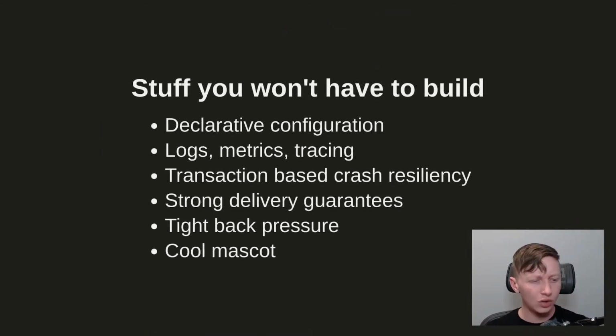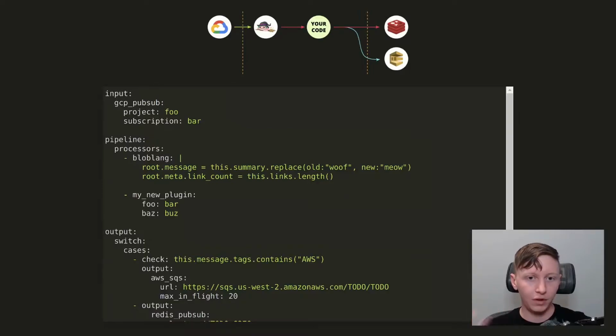So why would you want to do that? Obviously, if you wanted to build a pipeline like this, you could just do it, right? If you can write Go or any other programming language, you can write something that reads Google PubSub messages, does a bit of mapping, and writes it out somewhere.